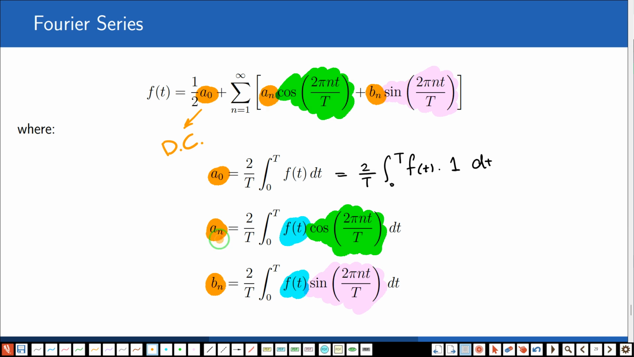And an is actually a number that shows how similar f of t is to cosine of 2 pi n t divided by capital T. And bn is the same. It measures the similarity between f of t and that sine term.